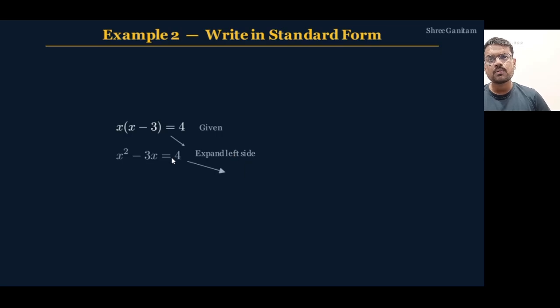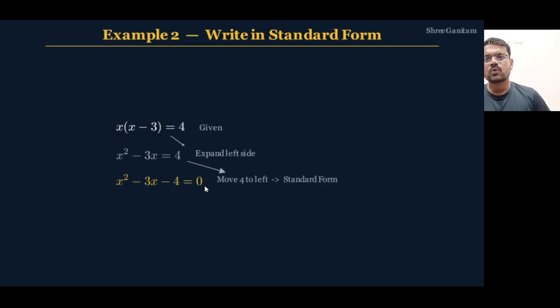Now let us transfer this 4 to the other side and see what it becomes. It will become x squared minus 3x, and this 4 will come to the other side. There it was plus, on the other side it becomes minus, equals 0, because nothing is on the right side of the equation.